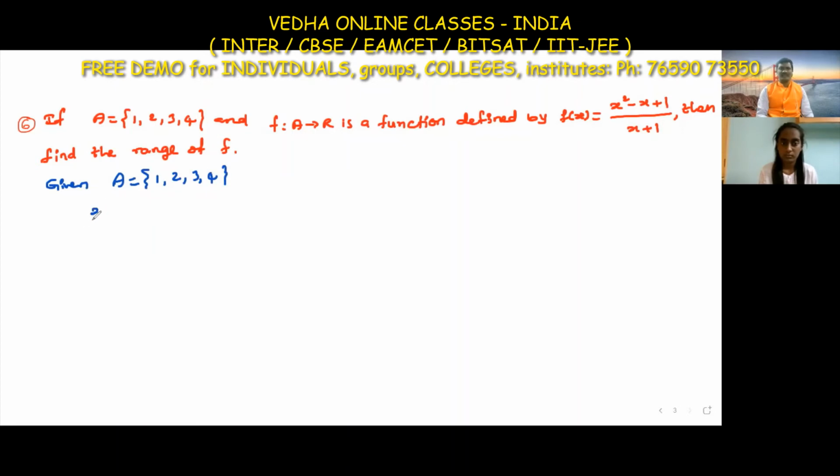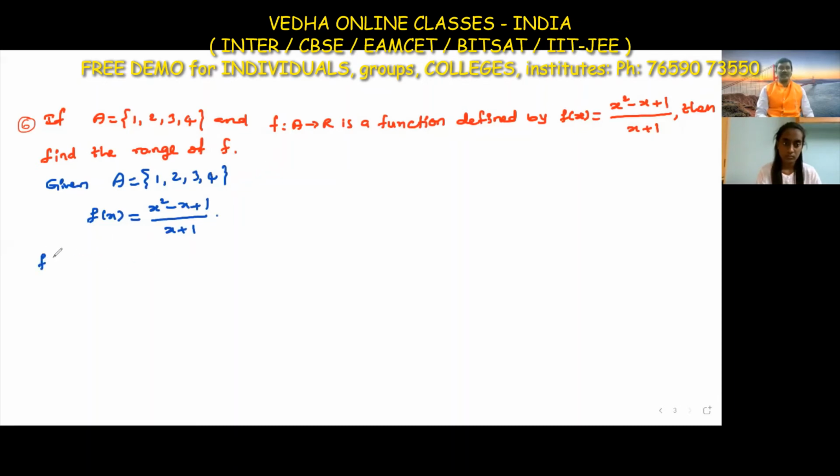And what is f of x? Given f of x is x square minus x plus 1 divided by x plus 1. Here he is asking the range of f. Range of f is nothing but the images, meaning substitute all the points of A in the function f so that we get the f values. Those are images, that means the range only. So now I am substituting one by one.